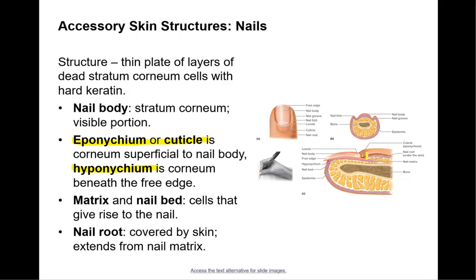Let's see, the matrix and the nail bed. The nail matrix, you can see here, and then you can see the nail root. The nail matrix is just like the hair matrix. It's going to produce your fingernail tissue, and then here's the root where the fingernail tissue begins being produced, and then it grows, it elongates. So the matrix again in the nails gives rise to the nail tissue itself.